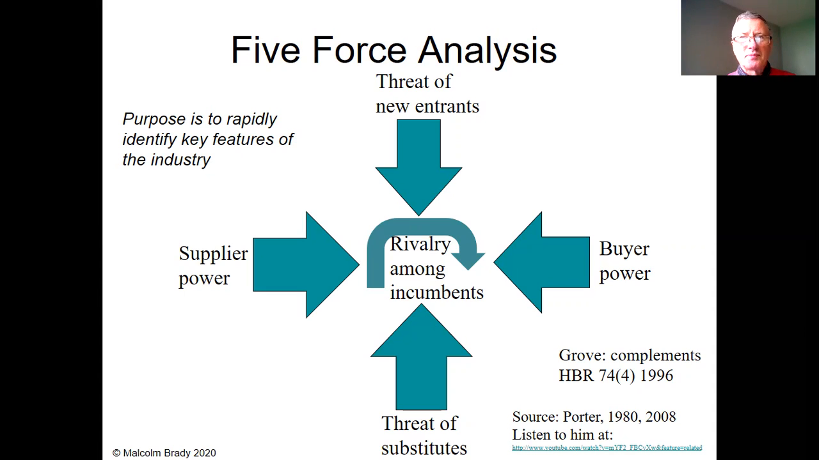So you can see here it's five forces, so it's made up of five elements: threat of new entrants, threat of substitutes, supplier power, buyer power, and rivalry among the incumbents in the industry. Okay, so the first thing you need to be sure of is be clear on what industry you're actually analyzing. That's the critical thing, and that's not always as easy as it seems. It can be difficult in certain industries to actually define the industry.